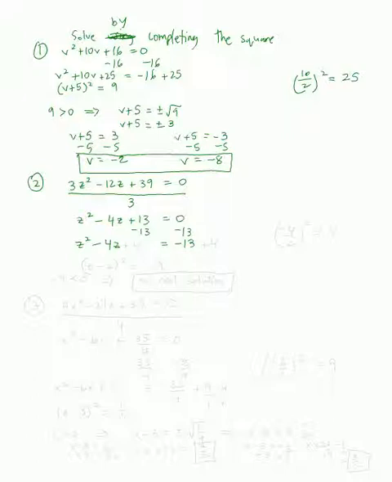Now I take half of the middle guy, which is negative 2, and you square it, you get 4. So I'm going to add 4 to both sides.